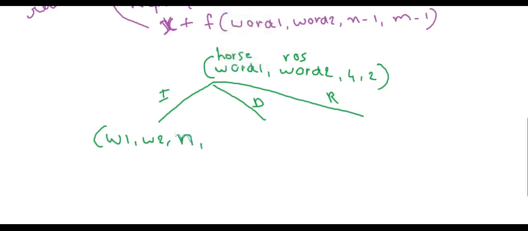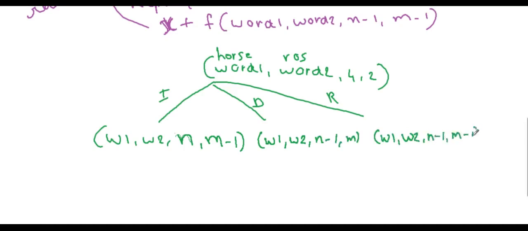My n will stay the same, and I need to decrement my m, which is m minus 1. For delete, the recursive function will be word1, word2. I need to decrement n because I'm deleting, and m stays the same. And for replace, the recursive function will be word1, word2, n minus 1, and m minus 1. And again, I'm going to repeat the same thing for each branch: insert, delete, replace.